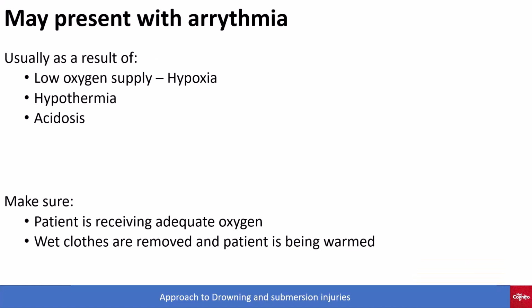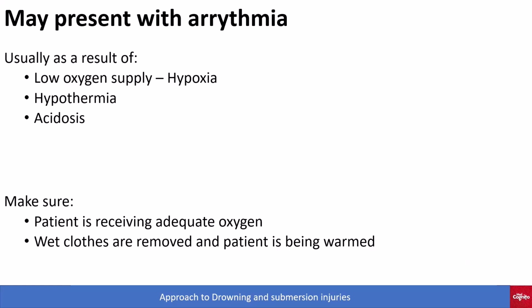Patients who drown can present with arrhythmias, that is abnormal heart beating. Usually they get arrhythmias because of three issues. Number one, low oxygen supply. Number two, low body temperature, that is hypothermia. And number three, acidosis. So if I should ask you, why do patients who develop drowning get arrhythmias, get irregular heart rates or irregular heart beating? You've got to be able to tell me because of low oxygen supply, because of hypothermia, and because of acidosis. These are the three reasons why patients who drown develop arrhythmias.